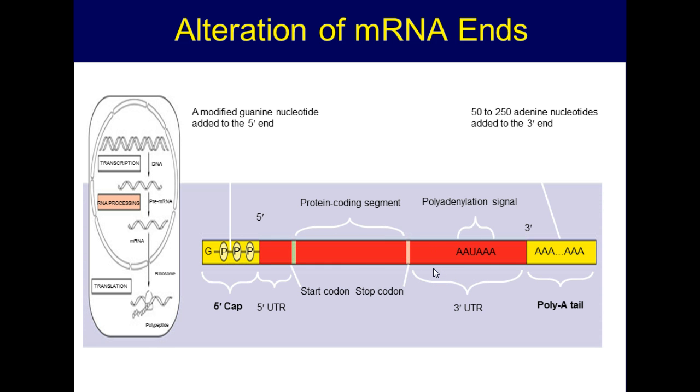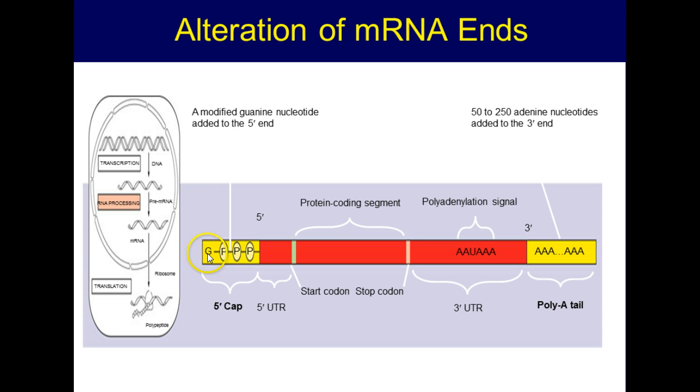And the 5' end receives a modified nucleotide cap. And the 3' end gets what's called a poly A tail. So the 2 modifications, now you got to know these specifically, they will definitely be at least a multiple choice question on the test. So to the 5' end, you see it here, modified guanine nucleotide added to the 5' end. This is a protective cap.